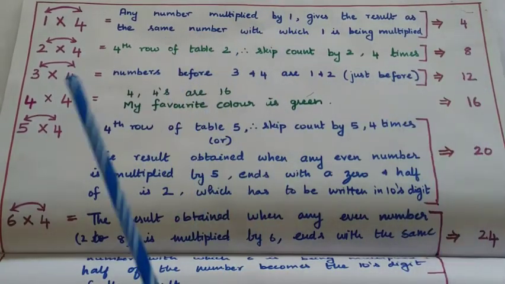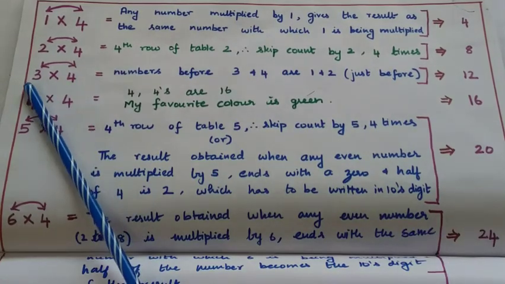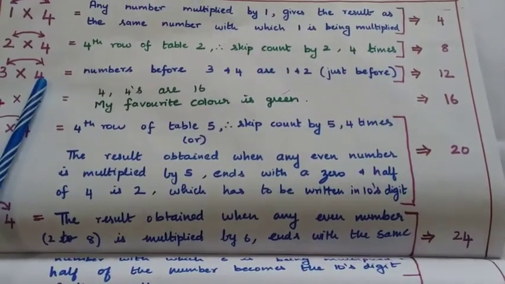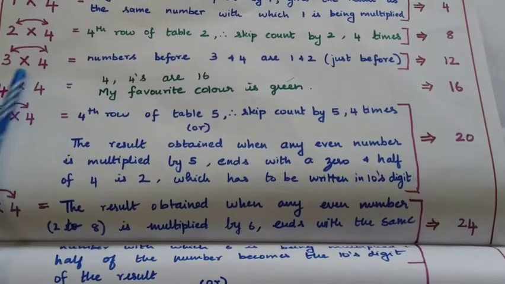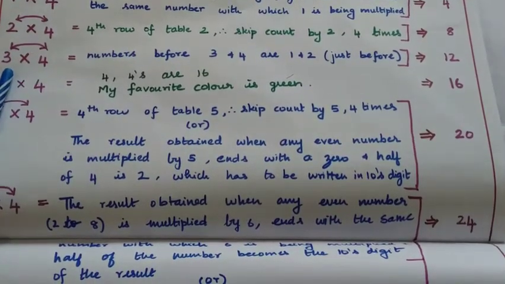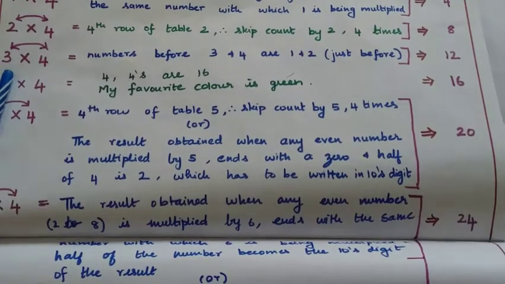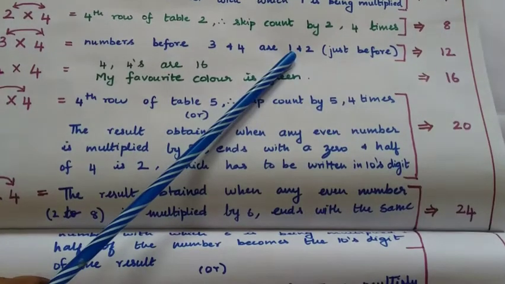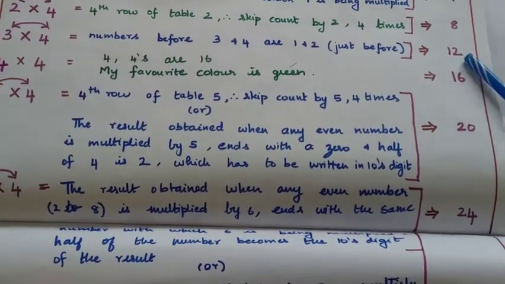Next, if you look at the row 3, which is 3 into 4 or 4 into 3, I've already explained this trick in one of my previous videos, where when you see 3 being multiplied by 4 or 4 being multiplied by 3, the first thing that needs to come to the mind is the concept of just before. So the numbers just before 3 and 4 are nothing but 1 and 2. So the result of 3 into 4 is nothing but 12.